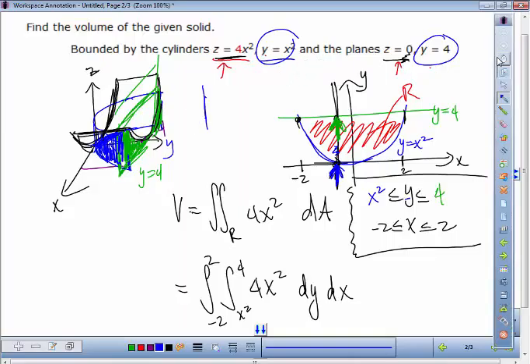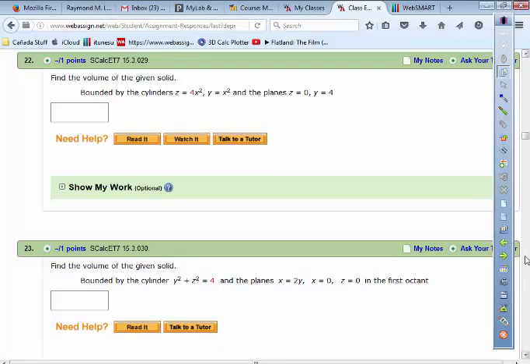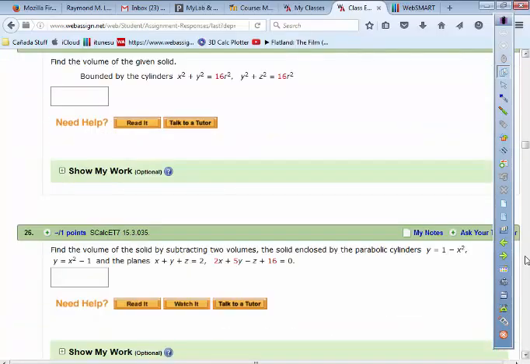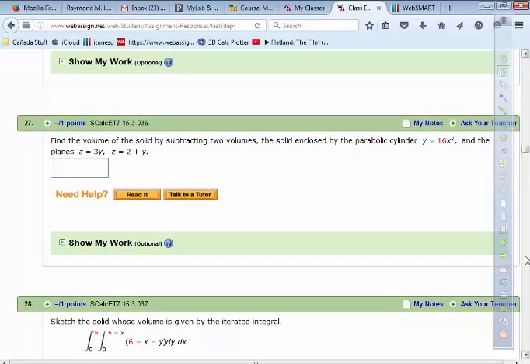All right, let's do some more. Planes, first octant, cylinders, planes, cylinders. All right, here's an interesting one. Let's do one where you might need to change your perspective a little bit.